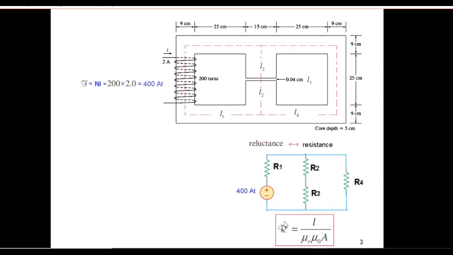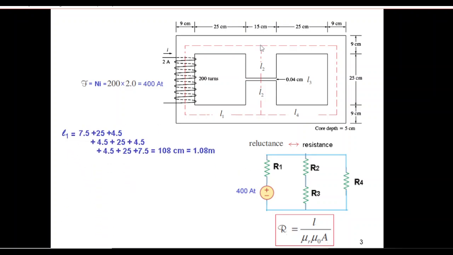Why we need to calculate all the L's? Because this is the formula of reluctance. Reluctance is L divided by permeability of the material, mu r, mu 0 is the permeability of air, and A is the area of cross section. So we need two things from the circuit. One is the length and the other is area of cross section. So let's first of all find the length.